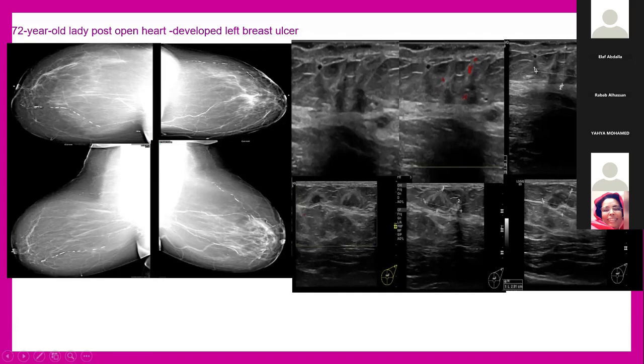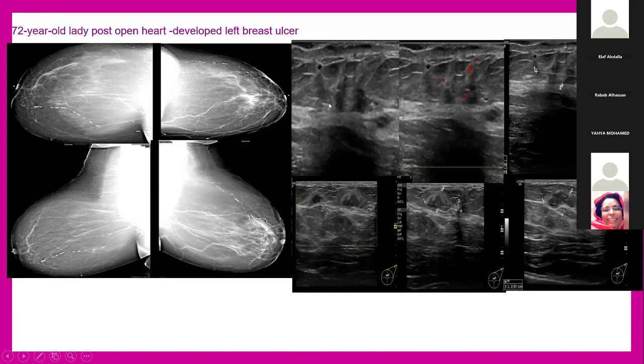Okay, and the other area, the area of skin ulcer. So here, this is the skin ulcer. We can see it. There is something below this skin. There is something pulling. There is tethering of this skin.